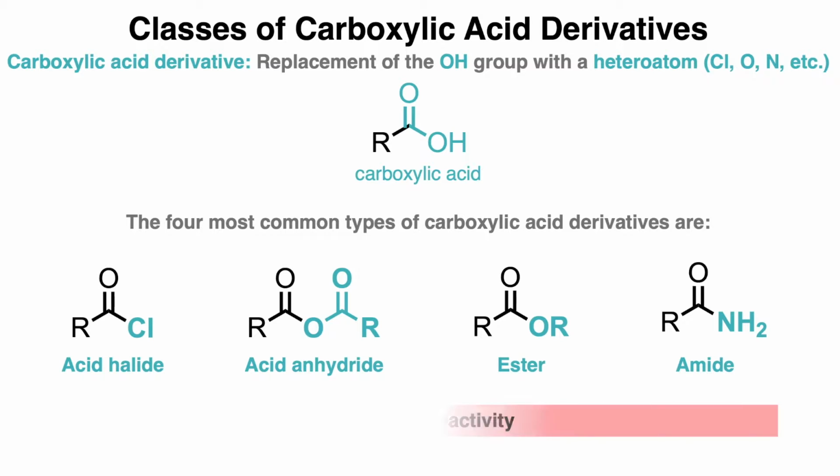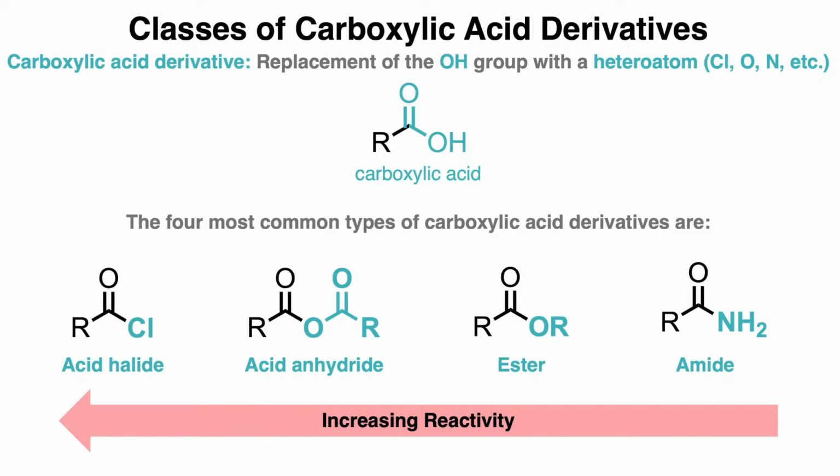And we can rank the relative order of reactivity amongst these four carboxylic acid derivatives. Since chlorine is an electronegative atom, it withdraws electron density away from the carbonyl, making the carbon of the carbonyl even more electrophilic than that of the other three derivatives.